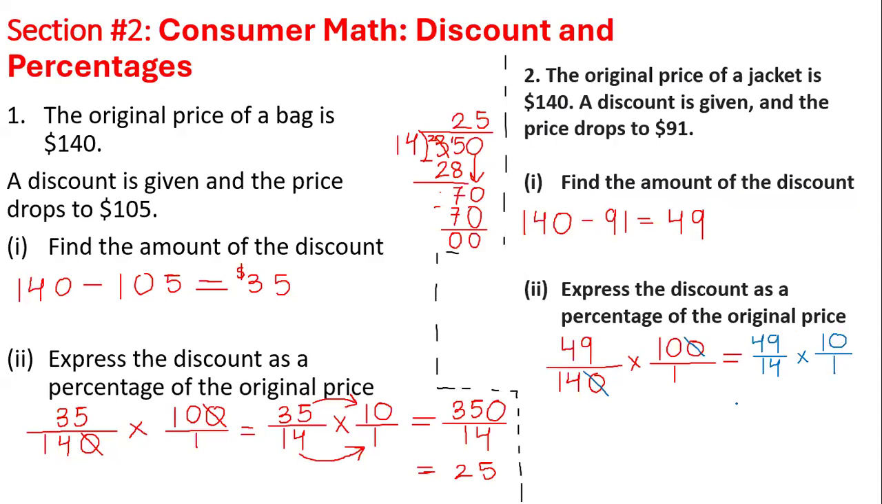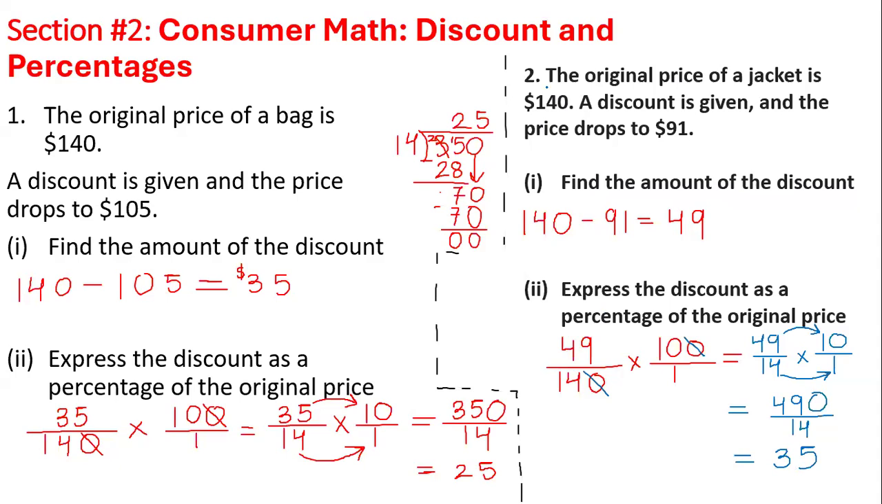At this point, it's going to be equal to 490 over 14, so we multiply 49 times 10, which is 490, and divide by 14. Please understand that we're going to divide 490 by 14. When y'all divide it, what do you get? 35. Very good.